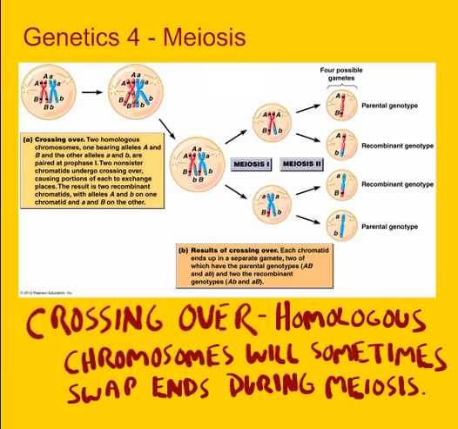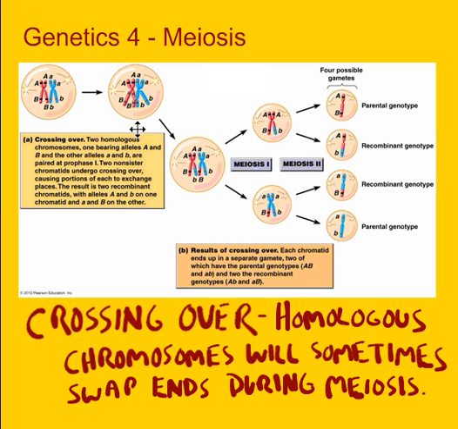So there's really 2 ways that we end up with new combinations of DNA when we create sperm and egg. One is that random segregation and assortment of the chromosomes. The chromosomes split, and then it's random which one goes into which sperm. So that's one way that the DNA gets mixed up. Another way is with crossing over.